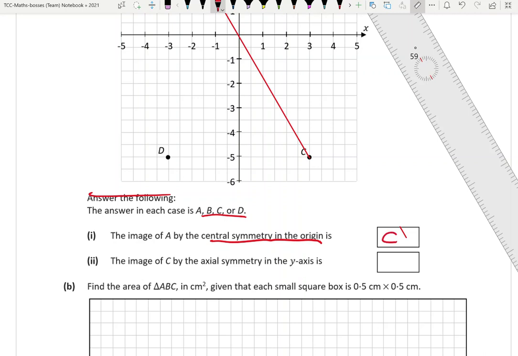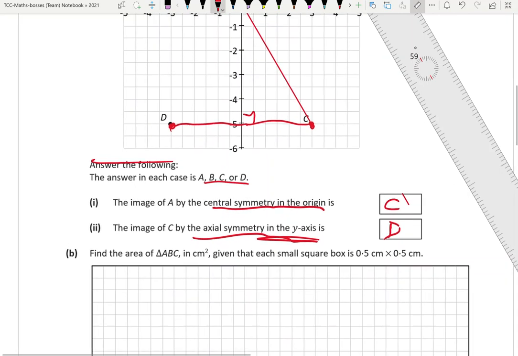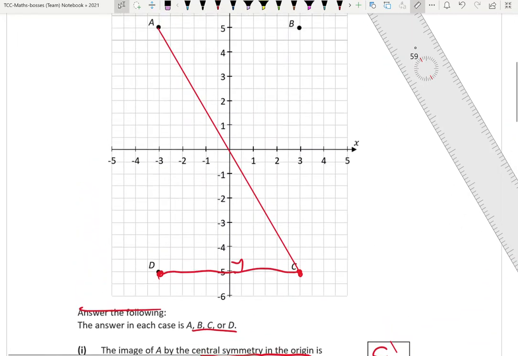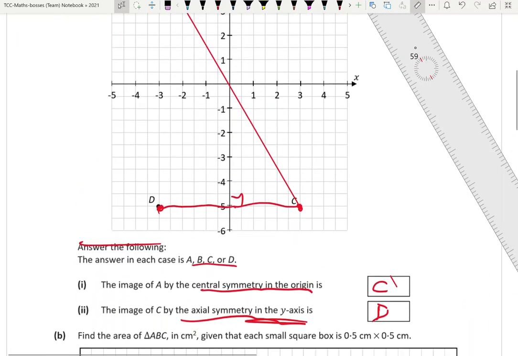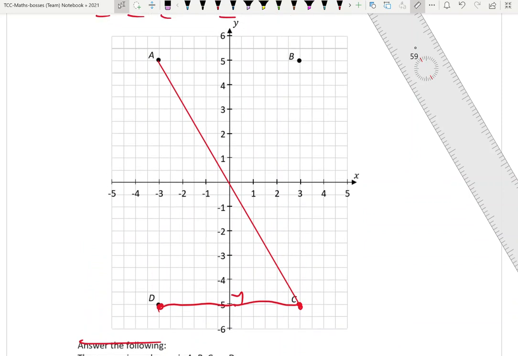Now the image of C by the axial symmetry in the y-axis: where does this point go if it goes in perpendicular to the y-axis and on by the same amount? And the answer is clearly D. And then we're asked to find the area of triangle ABC. Find the area of this triangle.